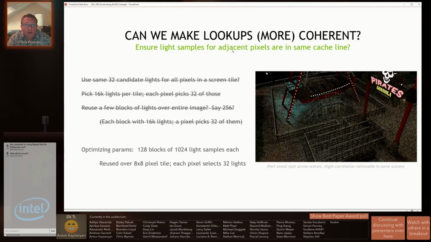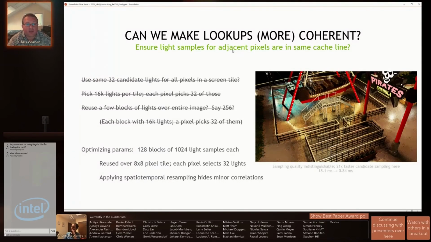Now, what we did in this paper is we went a little bit further and optimized these values. Over a wide variety of scenes, from the Cornell box up to complex scenes like this amusement park, we discovered we could use 128 blocks, each of which has 1,000 lights. Then for each 8x8 pixel screen tile, we could select 32 lights from our randomly selected light block. This gives us a performance sweet spot across scenes. We get some slight correlation that you might see in this image, but it's not really noticeable, especially after you apply spatiotemporal resampling to hide those correlations. So we get essentially indistinguishable quality from the original Bitterli work, but it's 21 times faster for our initial candidate sampling in the scene.